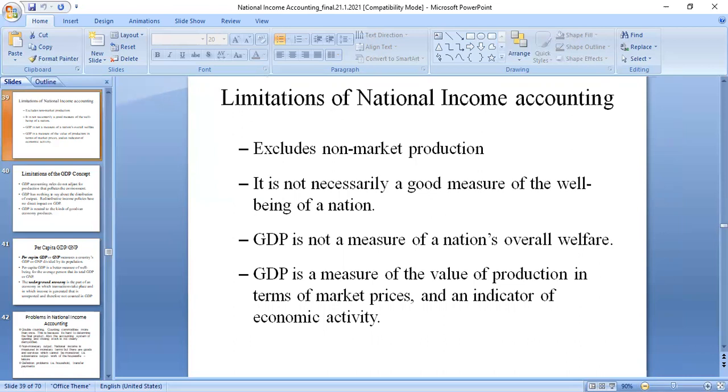Then GDP figures or national income figures may not necessarily be a good measure of the well-being of a nation. Like we've already seen the difference between economic growth and economic development, that economic growth is a subset of economic development. So GDP is a measure of economic growth. But again, it is not a measure of the well-being.